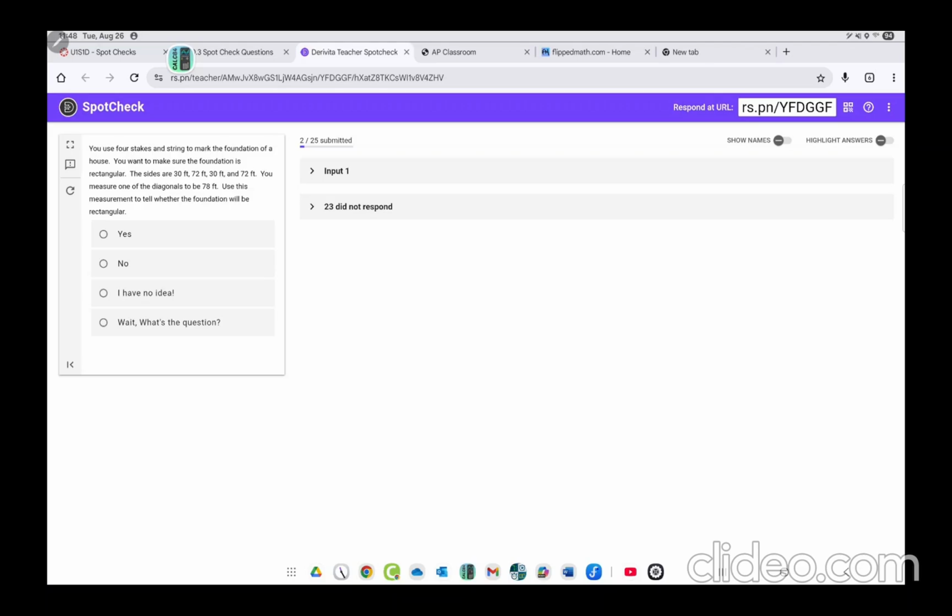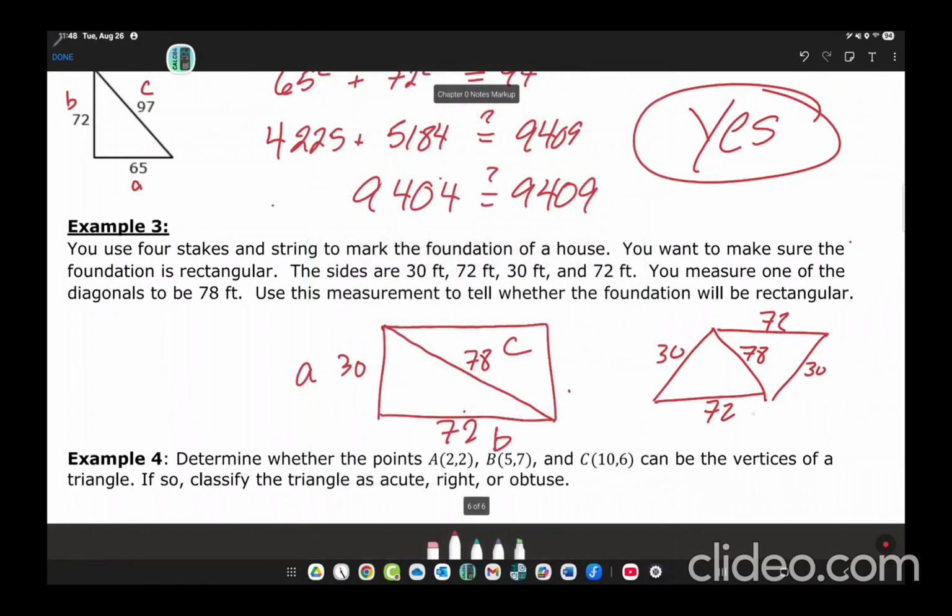Yeah, I didn't know how to narrow it down to just yes or no. So, yes. Yeah. So, we're going to see 30 squared plus 72 squared. Yeah. Does that equal 78 squared? There's no maybe. Yes.